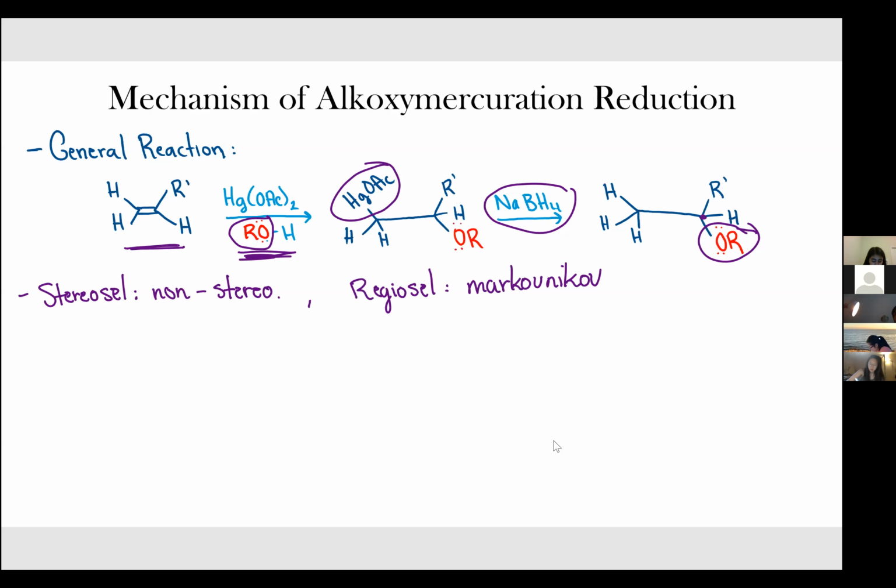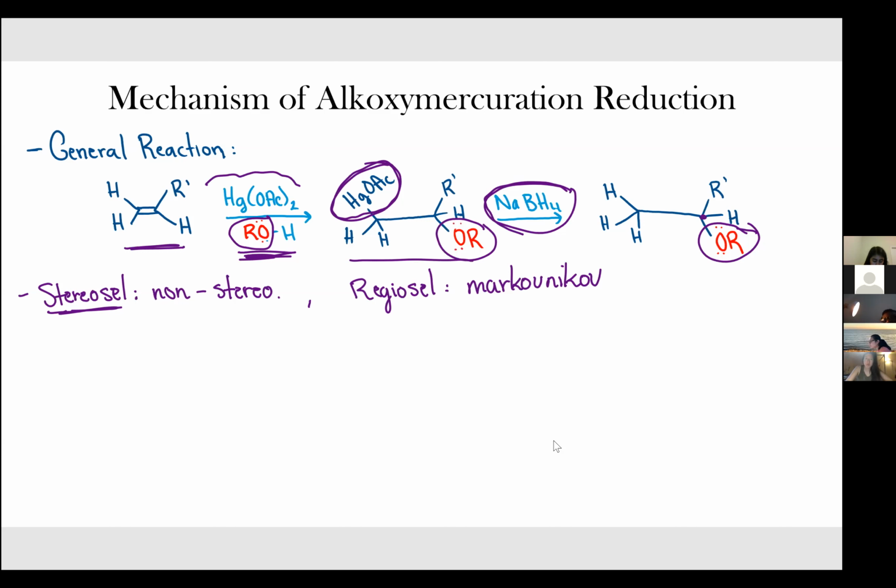And let's add a little bit more to our stereoselectivity. The overall product is going to be non-stereoselective, but there are two steps to it. There's the treatment with the mercuric acetate, and that step, as you can see from the product, is an anti-addition, meaning that the mercuric acetate and the OR should be on opposite sides of our molecule.